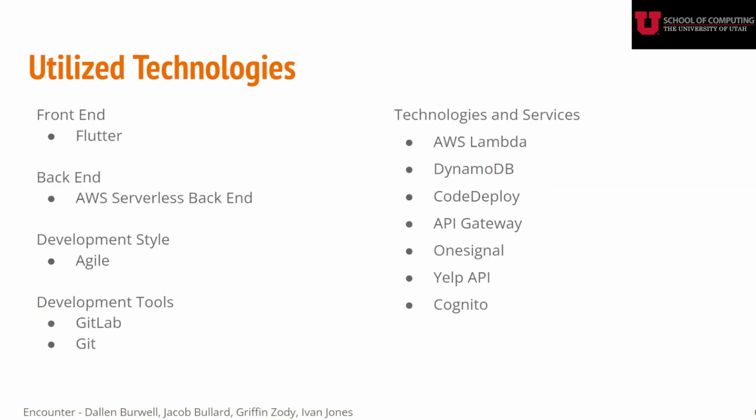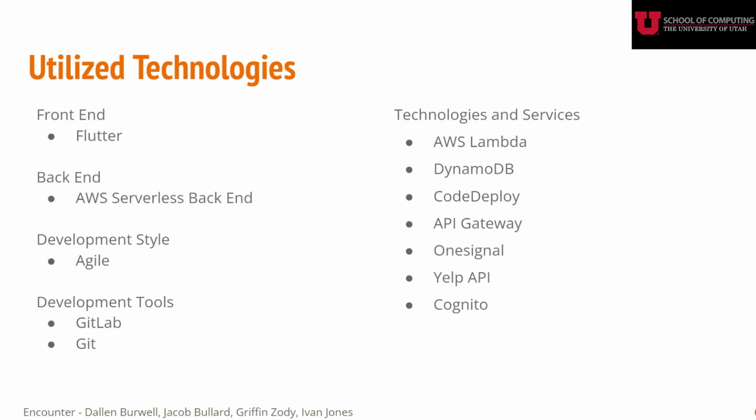Now I'll go ahead and pass it on to DJ to talk about the technologies that we utilize as well as our development style. Thanks, Griffin, for the awesome demo. So we decided to split our app into two major components. We had a front end and a back end. On the front end, we chose to use Flutter since it allows for cross-platform development to both Android and iOS. It also allows for rapid deployment and it's highly performant.